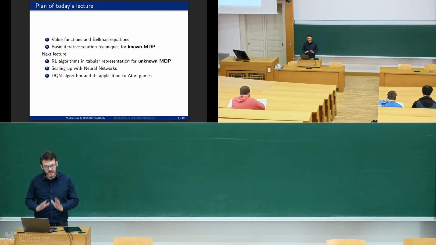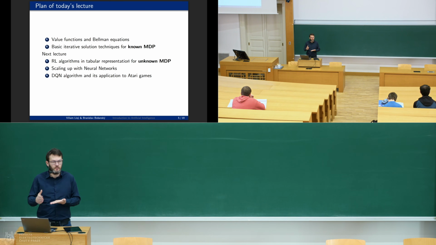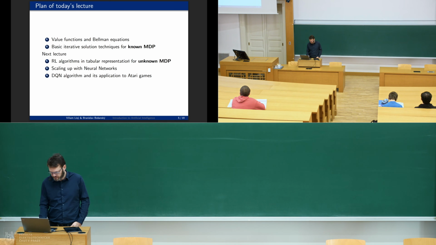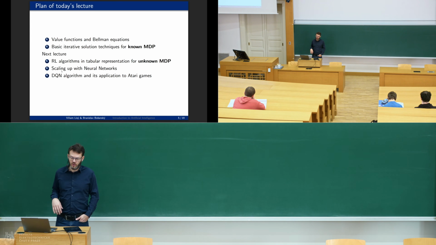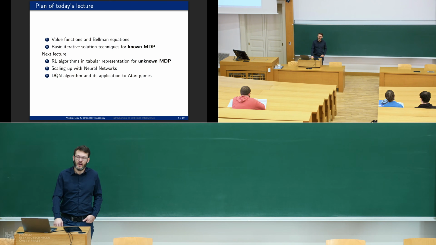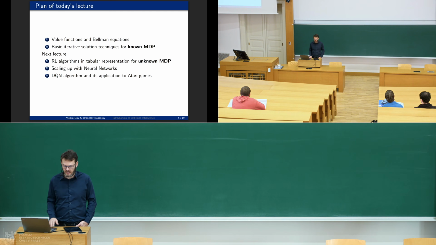But now, for this lecture, just to start with something to explain the algorithms, we'll assume that we know the MDP. So in the next lecture, we'll be learning despite not knowing the MDP, and we will very briefly touch on how you can scale these methods using neural networks and talk specifically about the DQN agent, which was the first super popular, super successful deep learning agent which was able to play the Atari games.